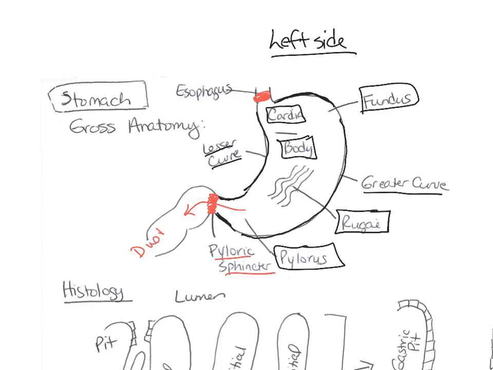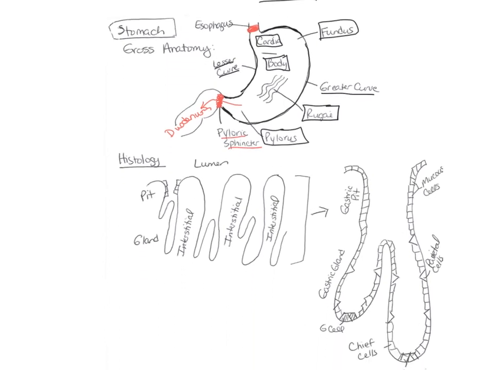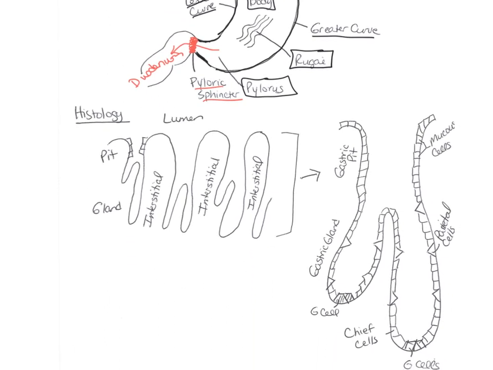And that duodenum is the first part of the small intestine. So let's take a look at the histology. What I want to take a look at here is the inside of the stomach, and we're looking at the cells that line the stomach.